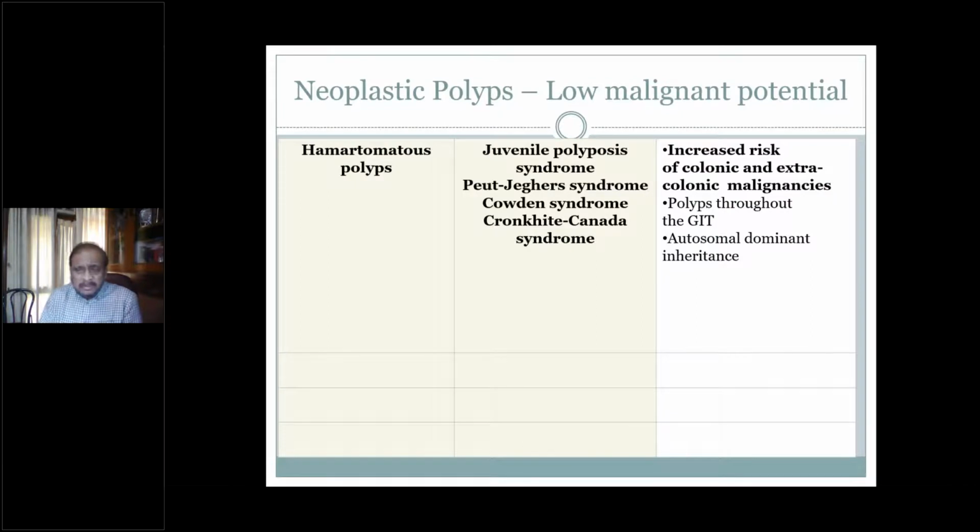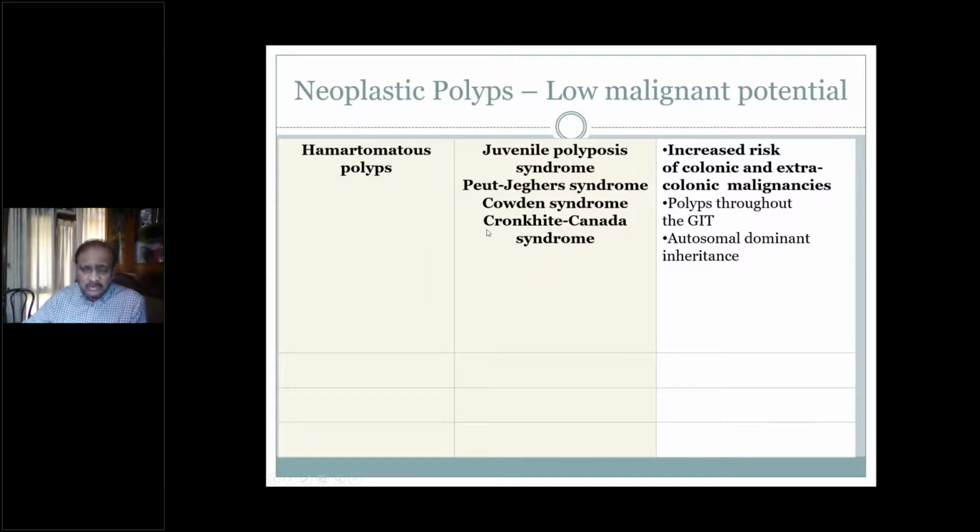Now, coming to classification based on the malignant potential. So, you have a low malignant potential hamartomatous polyp. I just told you about the juvenile polyposis syndrome. So, this is basically the types which are there in the hamartomatous, and this is telling you about the risk of malignancy. So, here you have an increased risk of colonic and extracolonic malignancy. And you find the polyps throughout the GIT. So, it's not only the rectum, it's throughout the GI tract. And autosomal dominant inheritance is there when you're talking about multiple hamartomatous polyps.